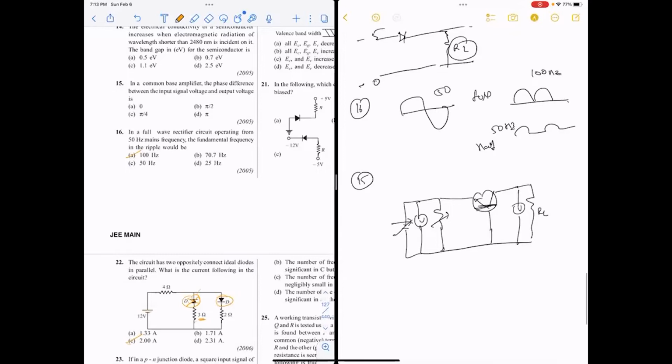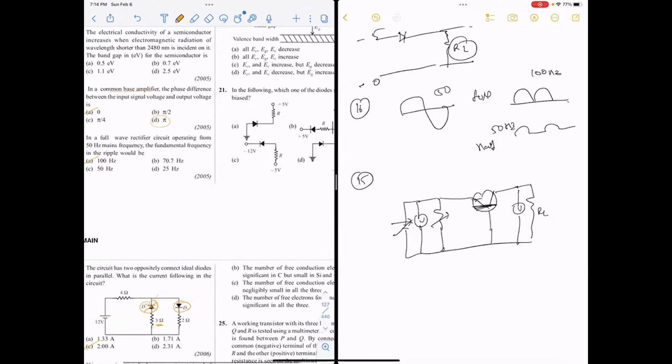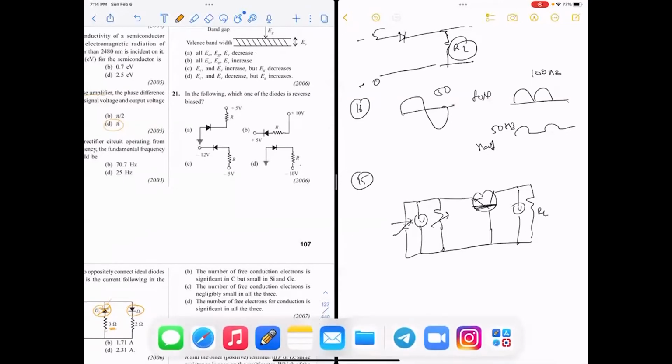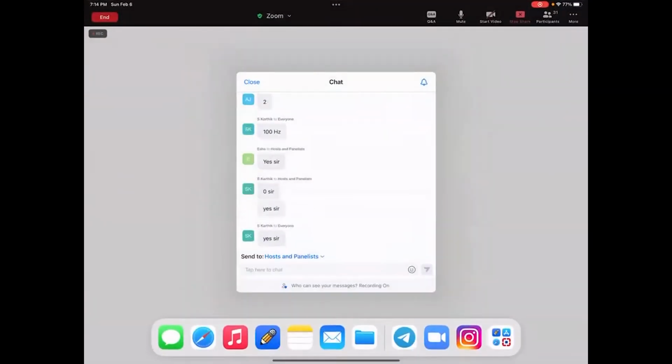This is common base. What we have is common emitter. For common emitter, it is pi, if you remember. But this one is common base amplifier, so 0. If it is common emitter, it would have been pi. Are you able to understand 15th question? Yes. Anyone interested in saying yes?